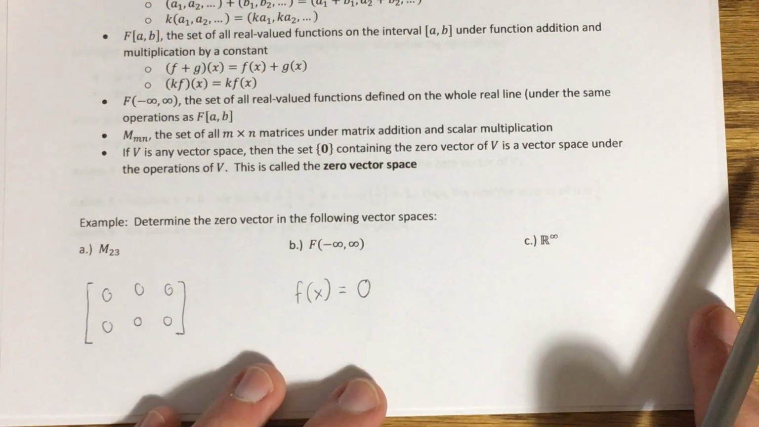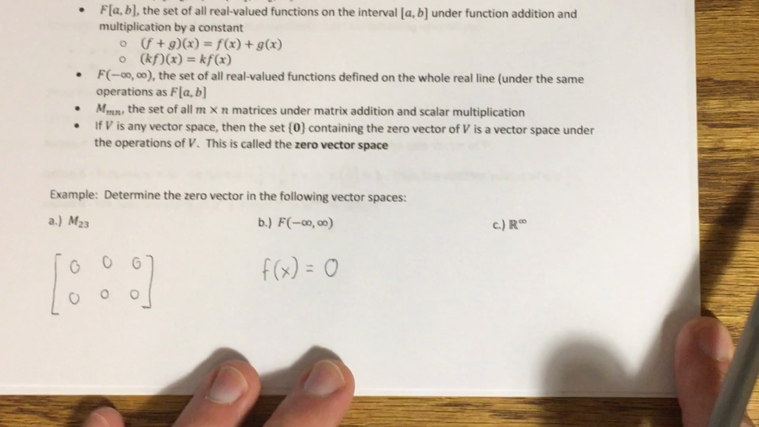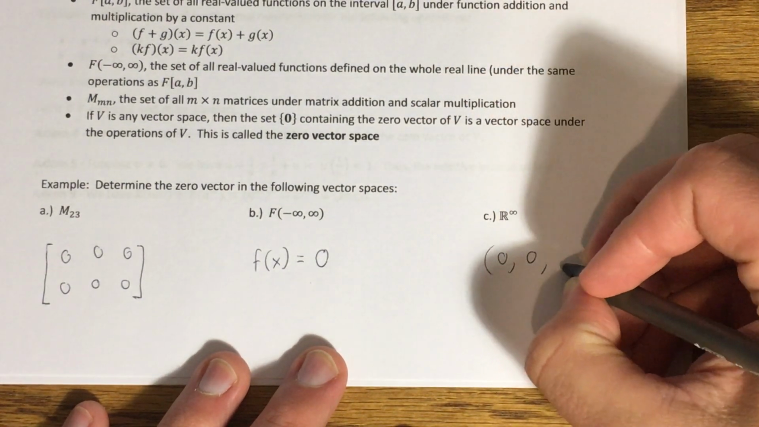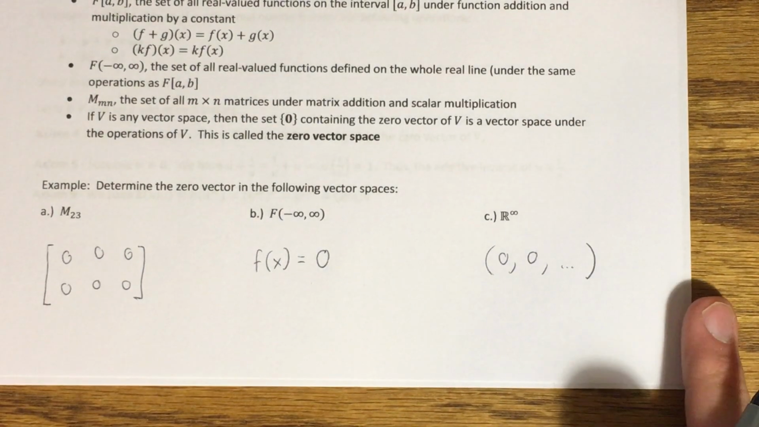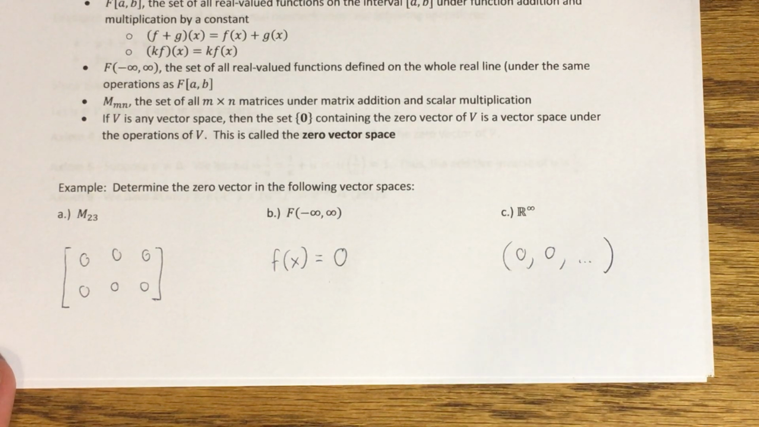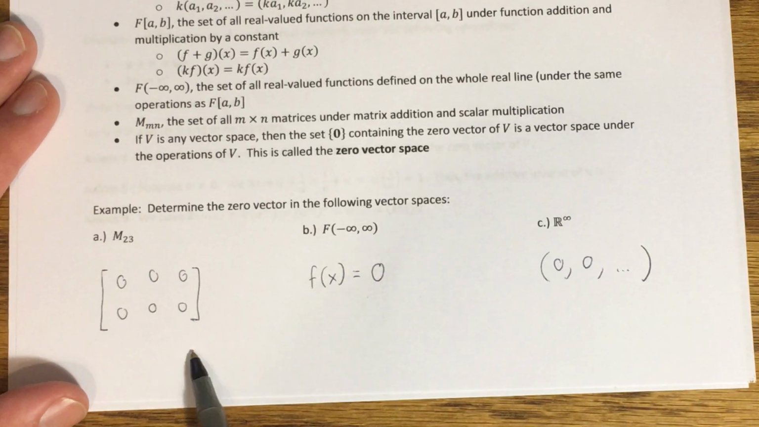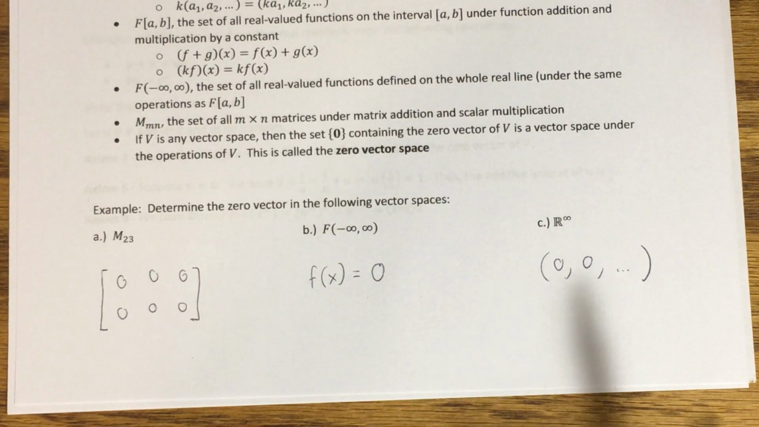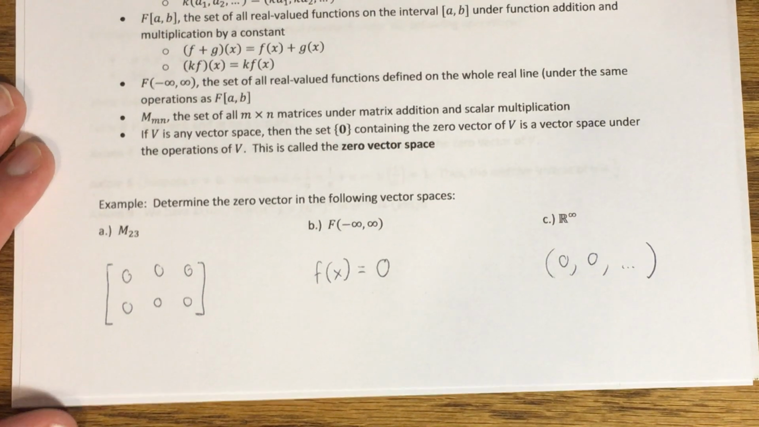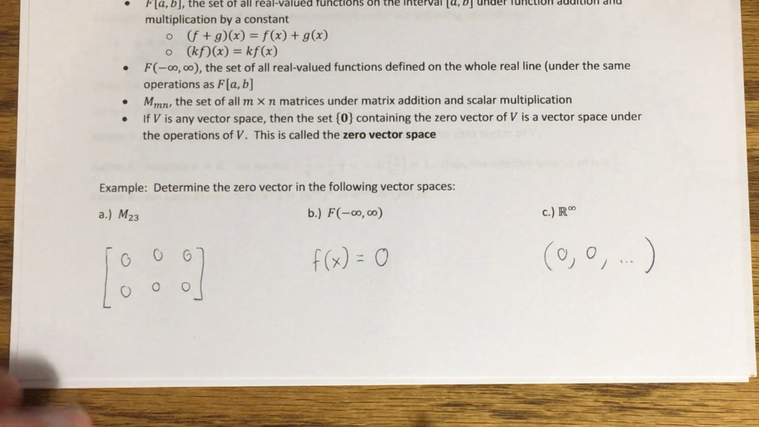Finally, R infinity. What do you think the zero vector for R infinity would be? Well, we know the zero vector for Rn, so it makes sense that the zero vector for R infinity should look similar. It's just the sequence of zeros. This is oftentimes just called the zero sequence. All 3 of these are zero vectors, but each one looks very, very different. One is a matrix, one is a function, one is a sequence. They all fit the definition of a zero vector in their respective vector spaces.